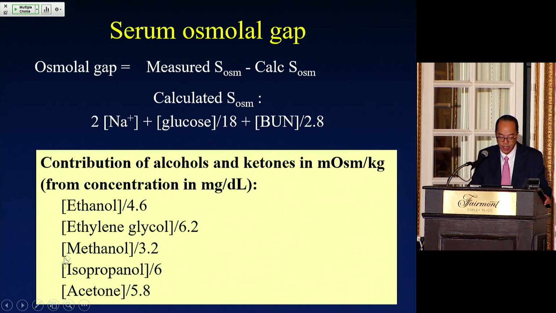For some of these other toxins that could be in the blood, you can calculate their contribution by dividing by 1/10 of their molecular weight. These are not things that you're expected to do for the boards, but on the wards and in the ER, this is a really useful thing to be able to know.